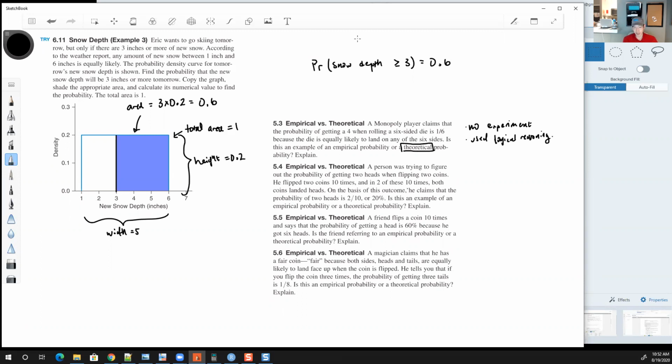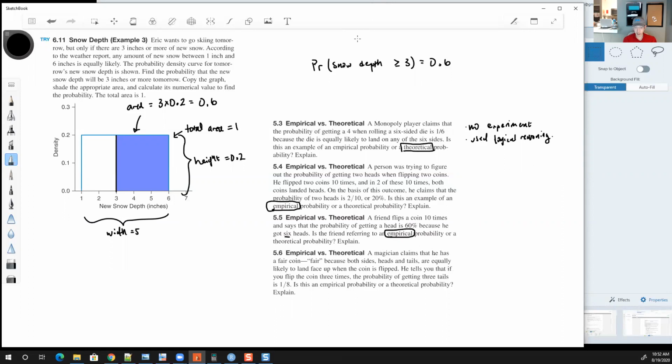Bad editing. Okay, a person was trying to figure out the probability of getting 2 heads when flipping 2 coins. You flip the two coins 10 times and 2 of these times... Okay, so this one is empirical because he did an experiment, right? This is based on an experimental thing. A friend flips a coin 10 times and says that the probability of getting a head is 60% because he got 6 heads. So this one's also empirical because it's based on an experimental outcome.